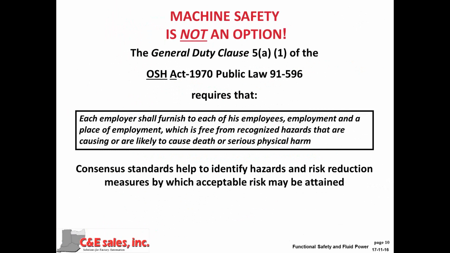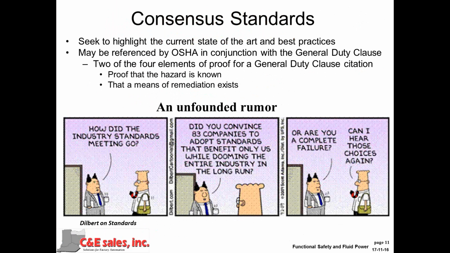Again, as an introduction, obviously machine safety is not an option. OSHA requirement is that as an employer, we provide our employees with a safe place of employment. Consensus standards help us identify the kinds of tasks that are being done, as well as the risk reduction measures which are acceptable, so that the risk that is attained will be acceptable to the organization. A little bit about consensus standards.